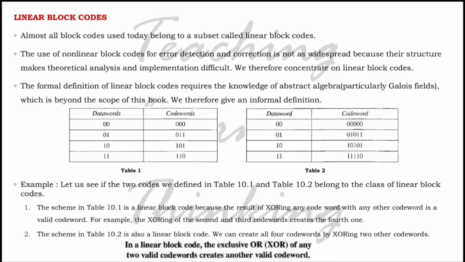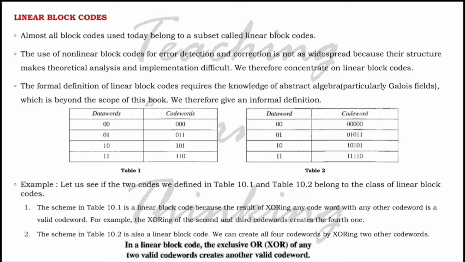If you check this, the second code word is 0 1 1 and the third is 1 1 0, and the fourth is 1 0 1. XORing them: 0 and 1 gives 1, 1 and 1 gives 0, and 1 and 0 gives 1. So the resultant XOR is 1 0 1. If you see, the fourth one is 1 0 1. That is the thing.